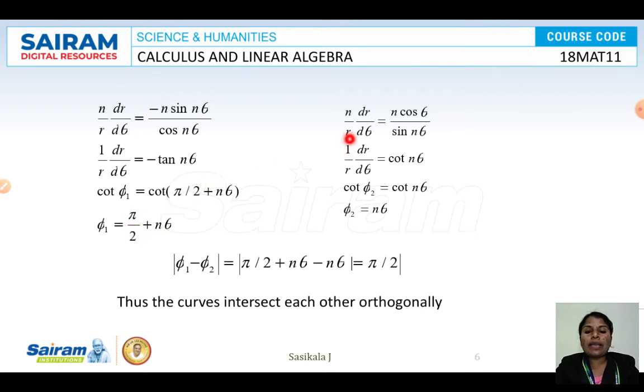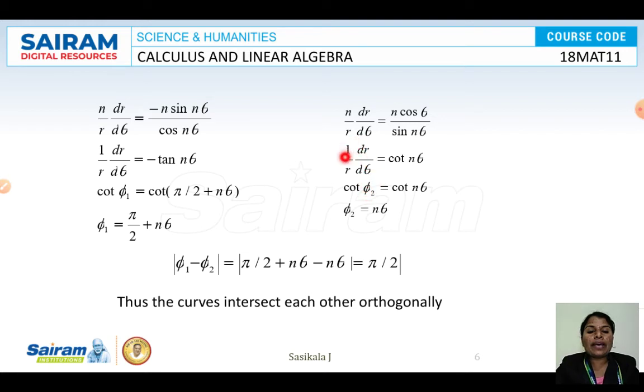What is that? n by r dr by d theta is equal to the differentiation of log of sin n theta. So 1 by sin n theta, the derivative of sin n theta will be cos n theta, and then n theta differentiation will give n. And the next one, n will get cancelled on both sides. Cos by sin will be cot. Then cot phi 2.